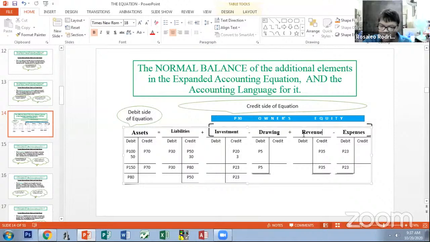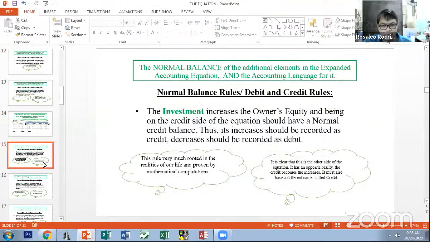In the earning of revenue, in the process, we incur expenses, and these expenses reduce such revenue. We have to recognize such cost and expense. So, benefits and cost: benefit being the revenue, cost the expenses. So it should be on the debit. A normal debit balance, and increases being on a normal debit balance must be recognized as debit. Let's proceed to the next.